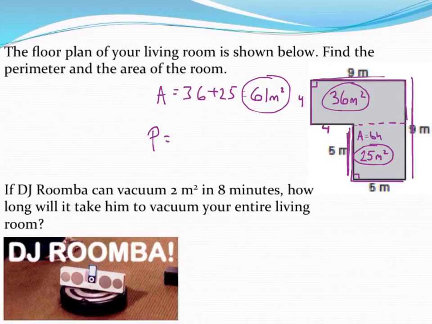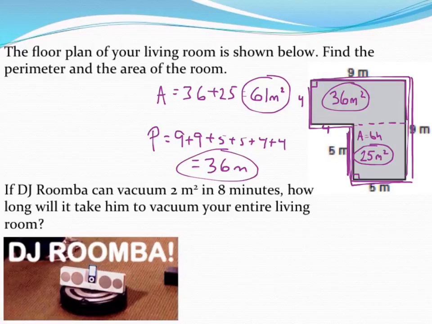So I've got a 9 and a 9 going around that way, so let's add those together. So 9 plus 9. Continuing around the figure, I've got a 5 and a 5 right there, so let's add 2 more 5s. And then wrapping all the way around, I've got a 4 and a 4 to finish out the figure. So there were 6 sides to my living room, so I should make sure I'm adding up 6 numbers. Adding all those values together gets me a perimeter of 36 meters around this figure.